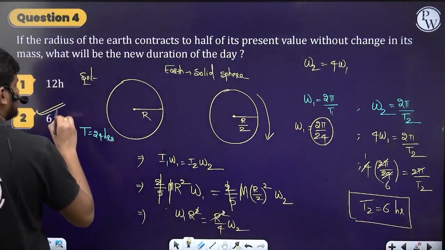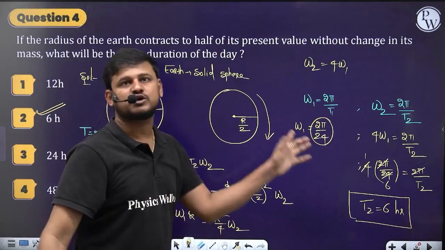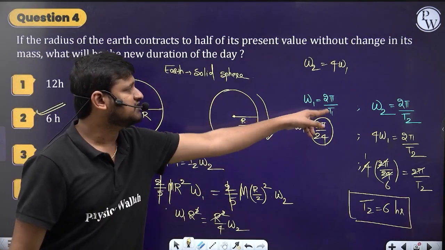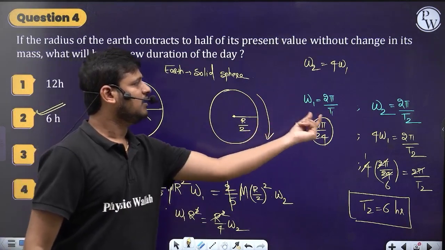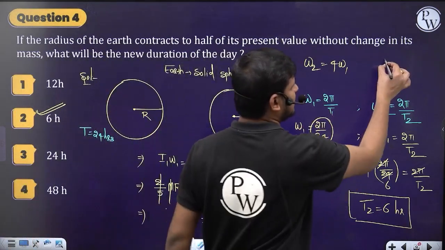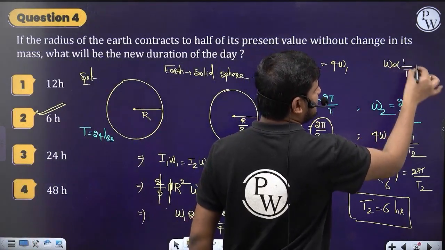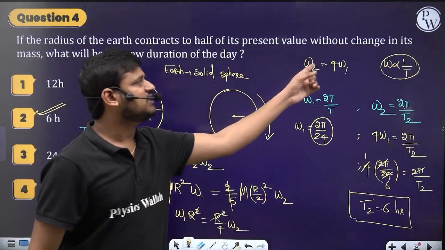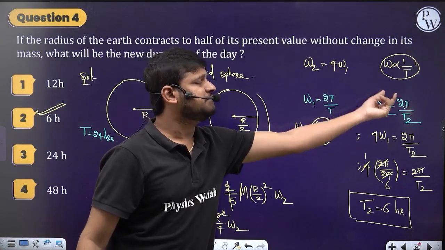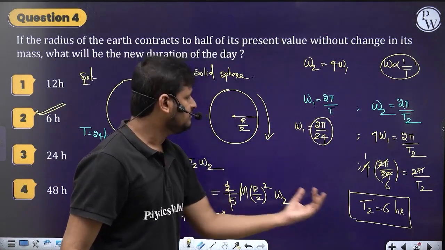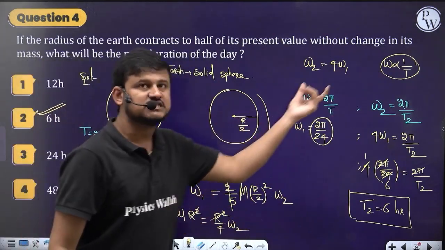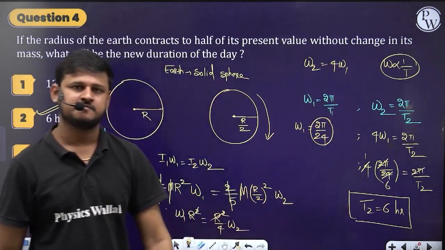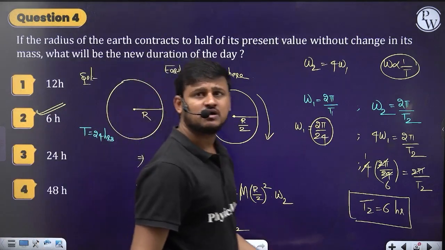Why? Because its angular speed increased by 4 times. Yes or no? So obviously the time period decreases. Omega and t are inversely proportional, right? 2 pi is the constant one. So if its angular velocity increases by 4 times, its time period decreases by 4 times. Initially it is 24 hours, it decreases by 4 times means 24 by 4, which is 6 hours. Clear guys? Understood? Logical question again.